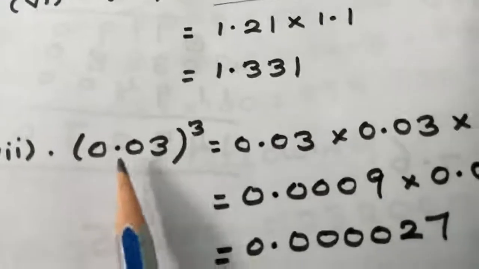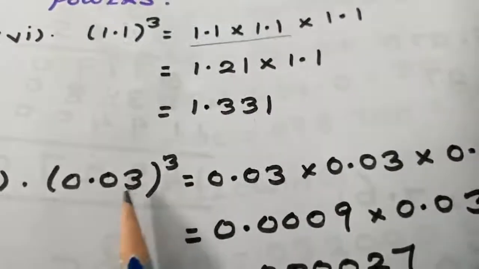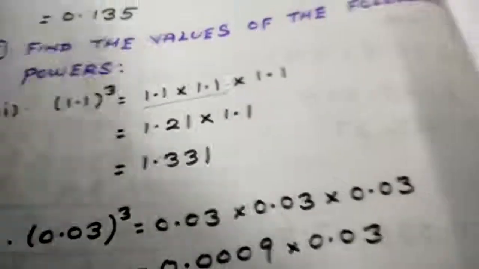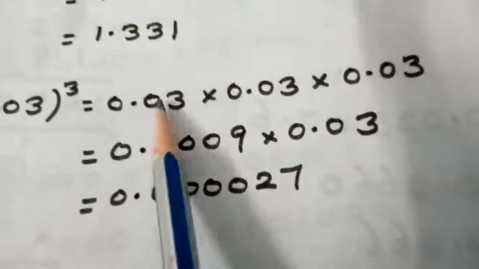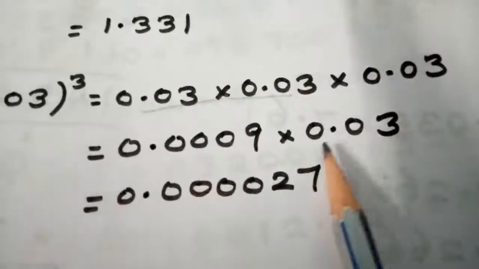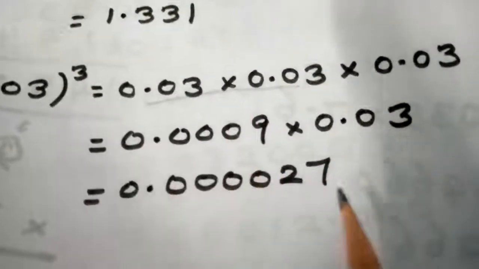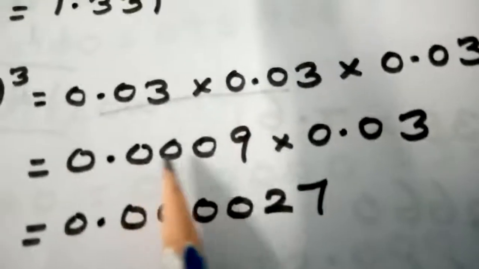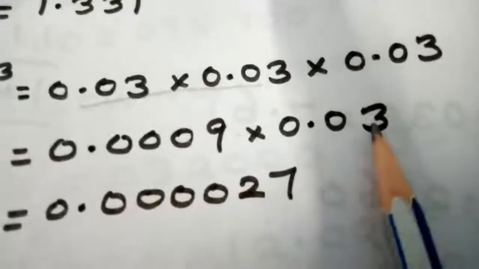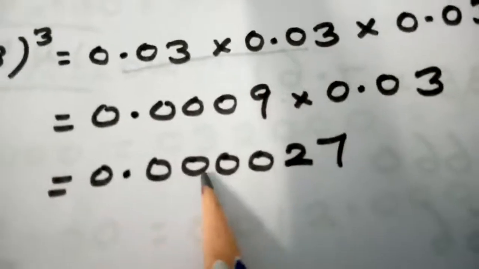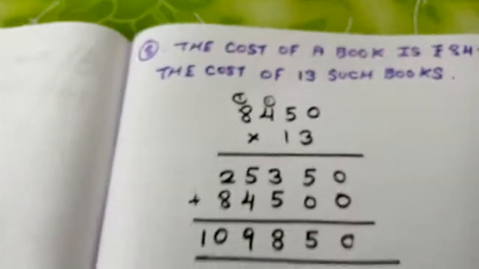Next question, 0.03 whole to the power 3. So whole to the power 3 means you are going to write it 3 times. So I am writing this value 3 times here, students. After writing, you are going to calculate the first 2, you will get this answer. Into the last one, 0.03, 9 3s are 27. After the decimal point, totally if you see, you are going to have 1, 2, 3, 4, 5, 6. Totally 6 digits, you are going to place the decimal point. So 0.000027. Coming to the next question, 8th one.